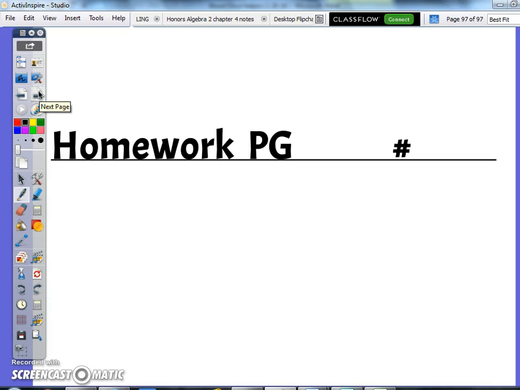And your homework. So homework is page 328, 329, numbers 1 to 15. You may need graph paper, it's in the bin. See you on Monday.